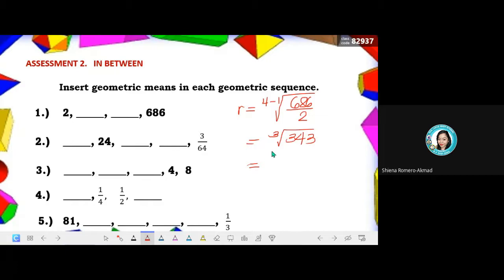Habang ini-install ko, what is the cube root of 343? Yes, Kate? 7 po. The answer is 7. Okay. So, paano makukuha? Mamaya ituturo ko sa inyo. So, ngayon, ang R natin is 7. Ang ibig sabihin lang, multiply natin siya sa 7 for us to get the next term. So, 2 times 7 is 14. 14 times 7 is, what is 14 times 7? Yes, Kate? 98.